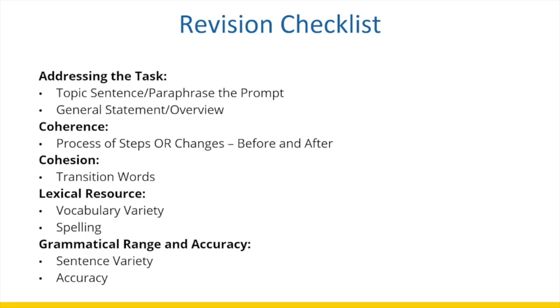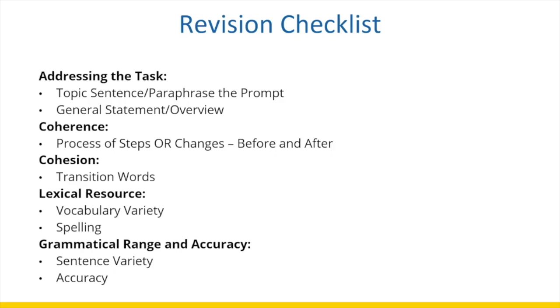And now we are going to talk about our final step, step 3, which is checking and revising your essay. Here we have our revision checklist and things you need to do in order to attain a high score. First thing you need to do is addressing the task, which means your introduction has topic sentence or paraphrase of the prompt and general statement, overview in other words.